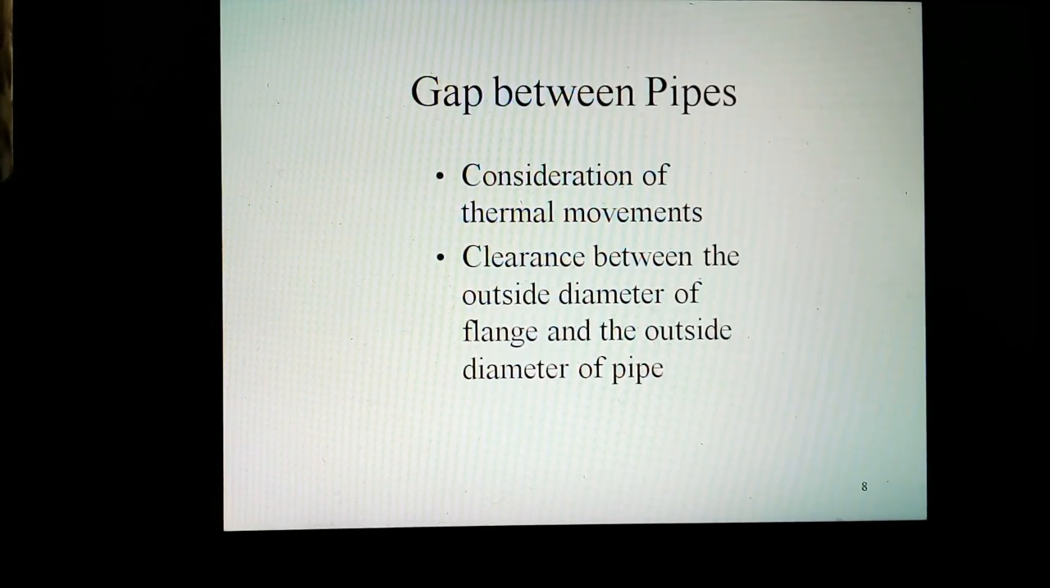Gap between pipes. With full consideration of thermal movement, clearance between the outside diameter of flange and the outside diameter of pipe to the insulation should not be less than 1 inch or 25 millimeters. Clearance between the outside diameter of pipe, flange, or insulation and any structural member should not be less than 2 inches or 50 millimeters.